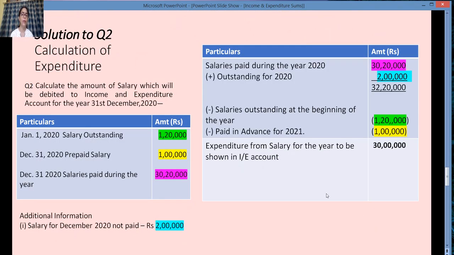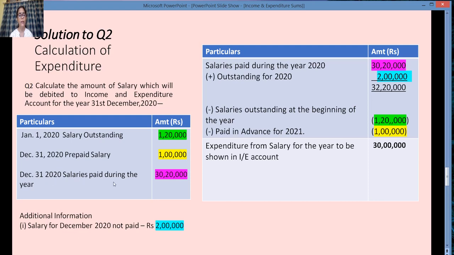So the sum is again shown. Let me remind you, the color indicates where it has been posted. The first information that we have is salaries outstanding. Any amount outstanding at the beginning of the financial year has to be deducted, so 1,20,000 has been deducted. Next we have prepaid salary. Again the same thing: it relates to the next financial year, though it was paid during this one, so that also has to be deducted. Any amount spent not relating to the current financial year, whether previous or future, has to be deducted. So 1 lakh has been deducted, and it is written here under deduction with a minus sign.